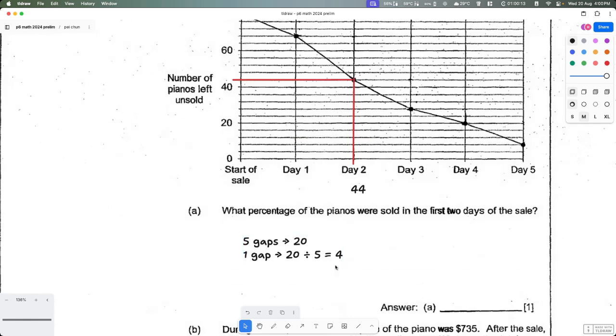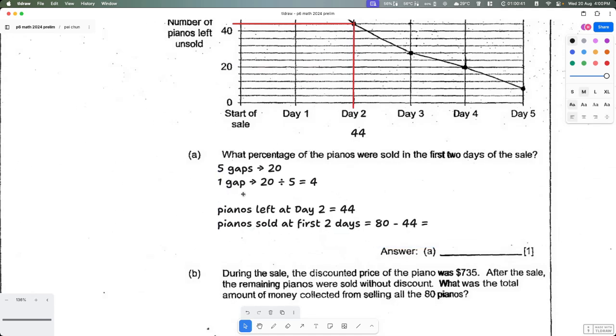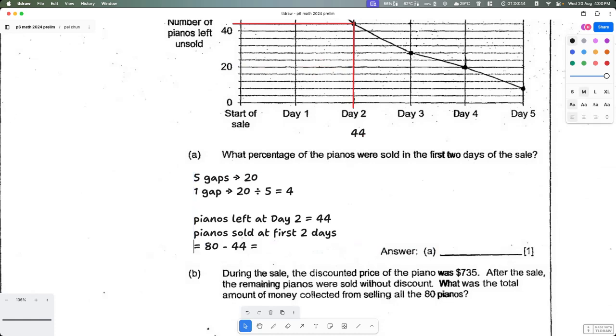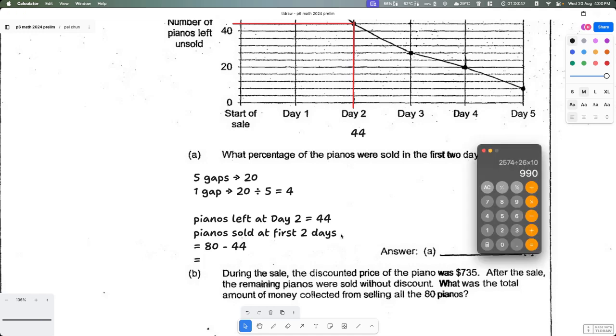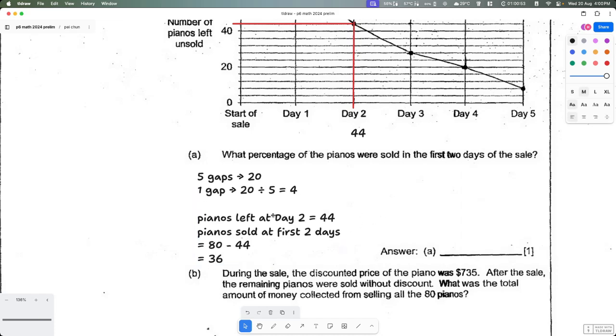Number of pianos left at day 2 is equal to 44. So pianos sold after the first 2 days is equal to 80 minus 44, because we have 80 at first, right? And this is equal to 36. So double confirm, 80 minus 44 is 36. So we know that's 36.